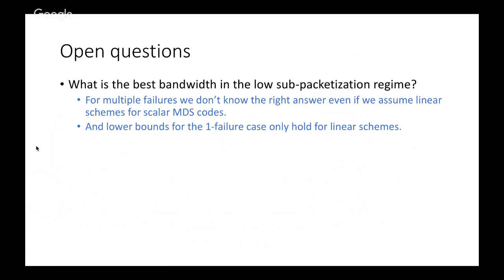We have a tight lower bound for the one failure case if we assume linearity. But if we don't assume linearity, we don't know if our bounds are tight. There are a lot of open questions there.